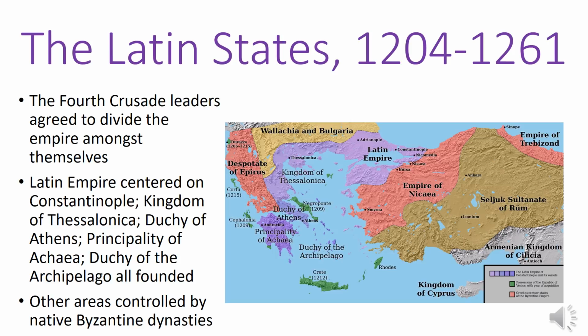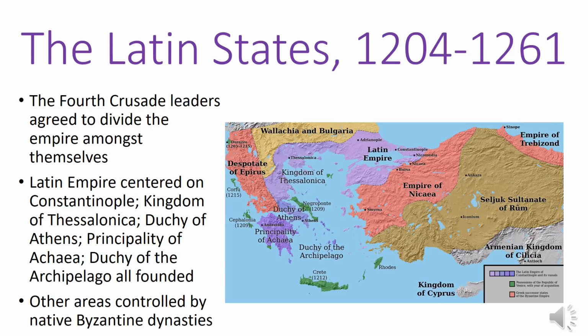So there's the Latin Empire, which is centered on Constantinople, the Kingdom of Thessalonica, the Duchy of Athens, the Principality of Nicaea, and the Duchy of the Archipelago. These are all states established by the veterans of the Fourth Crusade, and they are the Latin states. Different ones of them will have different historical destinies, and there also are areas which were annexed by Venice. We see those in green.